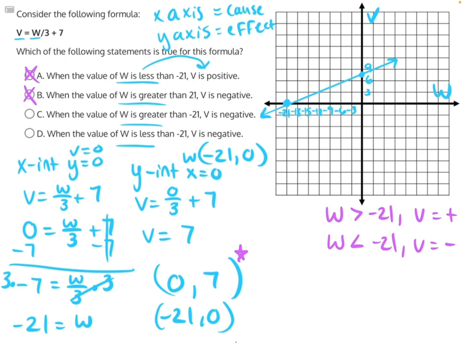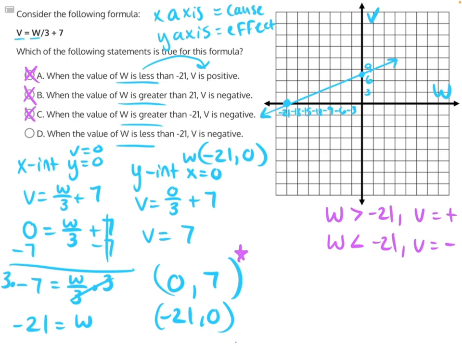C says when the value of w is greater than negative 21, v is negative. Well, greater than would be to the right-hand side of negative 21, and all of these v values are positive, not negative, making C incorrect.